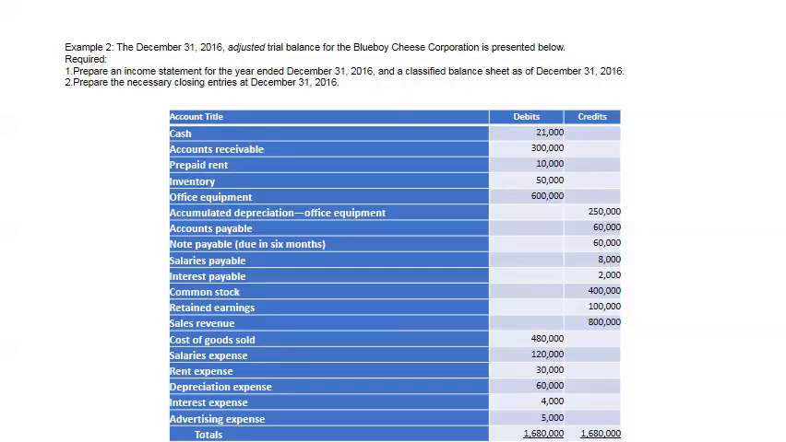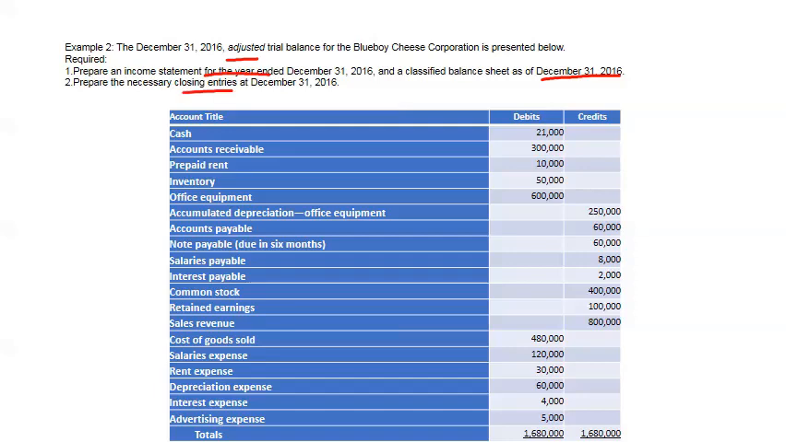Example number two, the December 31st, 2016 adjusted trial balance for the Blue Boy Cheese Corporation presented below. Notice it's adjusted. We don't have to make any adjustments. Prepare an income statement for the year end December 31st, 2016 and a classified balance sheet as of. So this is the end of the period. This is for the year. So an income statement and balance sheet, and then we're to make the closing entries.